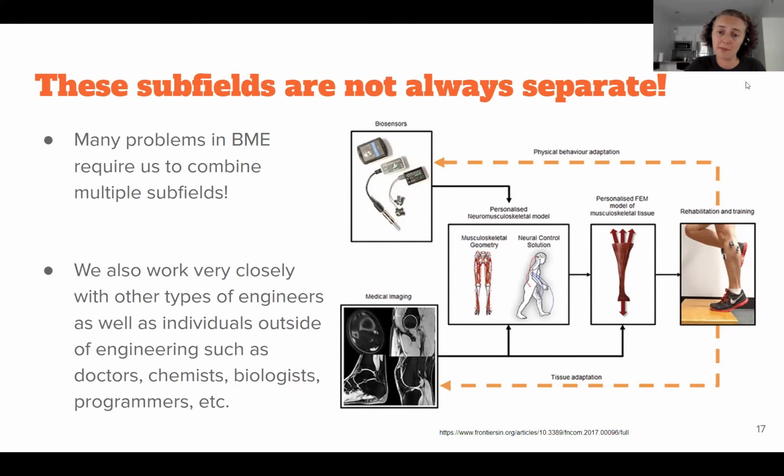So you can see on the top left, they have a medical device. On the bottom left, they have some imaging studies. And then on the right, they have some biomechanics components as well. So these subfields are not as cut and dry and separate and isolated as they appear in this PowerPoint. They are very fluid. There's a lot of overlap. There's a lot of collaboration between them as well.